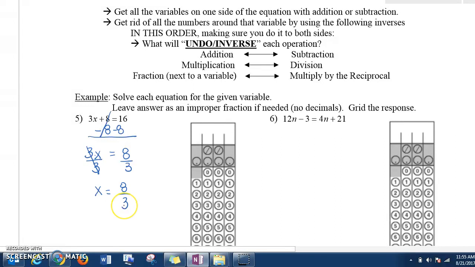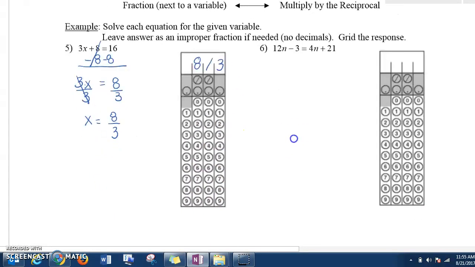Now to put this into the SAT, you would put an 8 here, the division sign, and then the 3, that's our 8/3, and just go ahead and bubble it in. 8, the division sign, and 3. Well done. In example number 6, we notice that there's an n on the left side of the equal sign as well as on the right side.